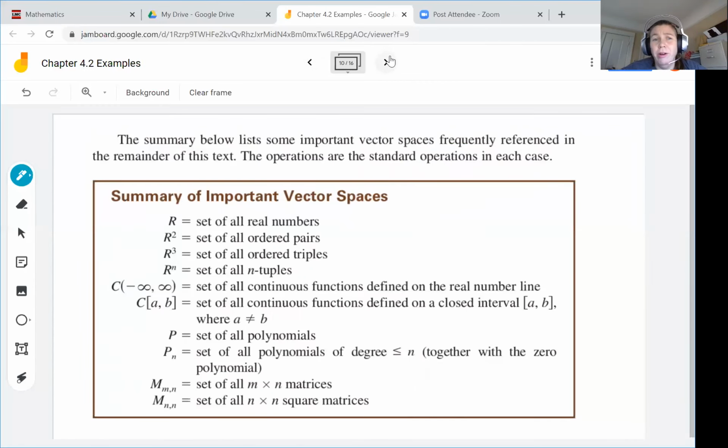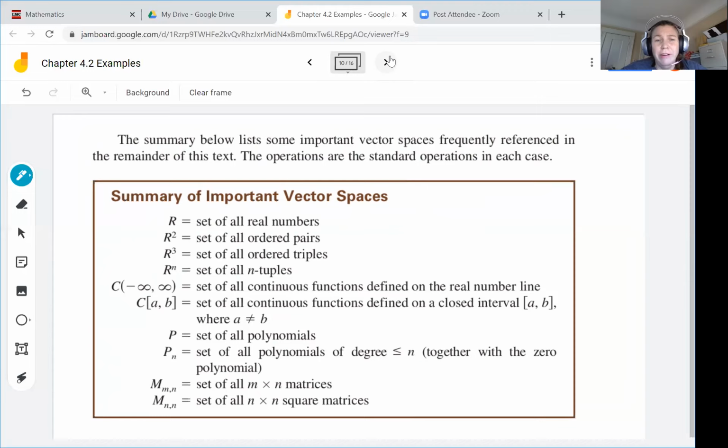Okay, so here's our summary of some important vector spaces that are frequently referenced in the remainder of our textbook and the semester. So the operations are all what we think of as the standard operations in each case. So you've got R, the set of all real numbers, as a vector space. R2, the set of all ordered pairs. R3, the set of all ordered triples. Rn, the set of all n-tuples.